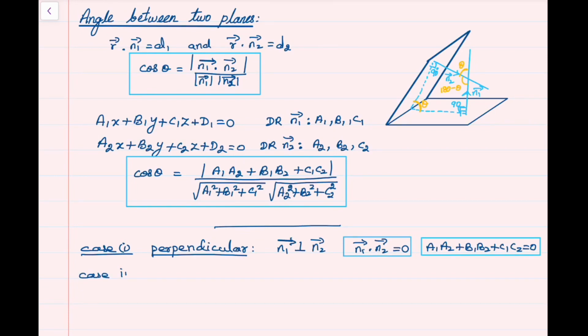Now, case 2, let the planes be parallel to each other. So, in that case, vector n1 will be parallel to vector n2. So, the parallel condition of two vectors is the proportionality. Therefore, a1 divided by a2 is equal to b1 divided by b2 is equal to c1 divided by c2.